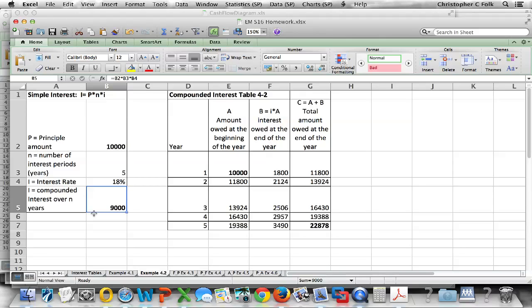Well, what did the $10,000 do for you? If it earned you greater than $9,000, and you're not worried about inflation or interest loss, well, then that might make sense to do. So that's using simple interest.